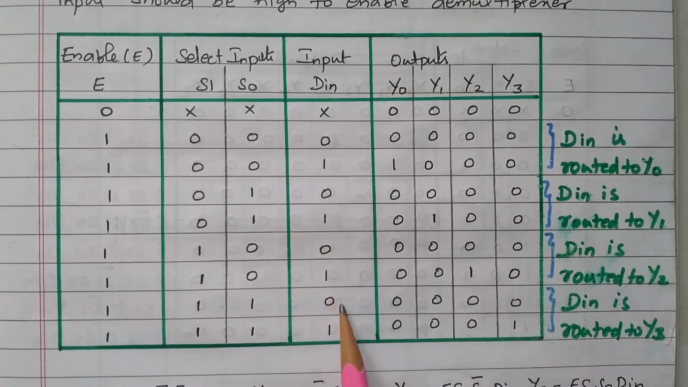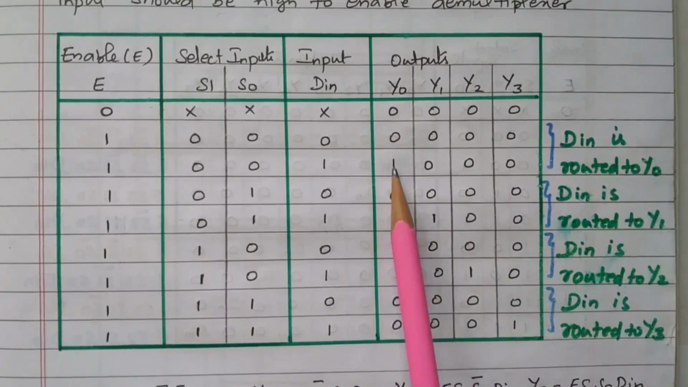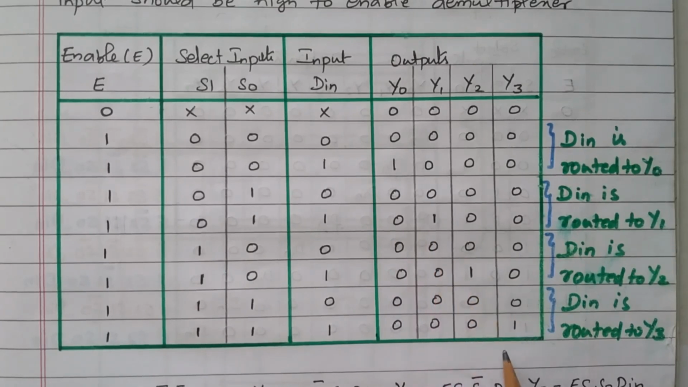So we have only one input. For 00, it is routed to the first position: 1 0 0 0. The second combination, 01, means 0 1 0 0. The third means 0 0 1 0. The fourth means 0 0 0 1. Right? See, this 1 is available in the first position, second position, third position and fourth position.